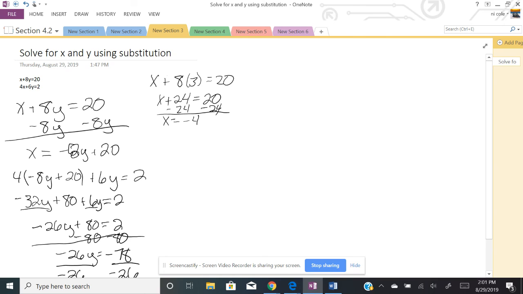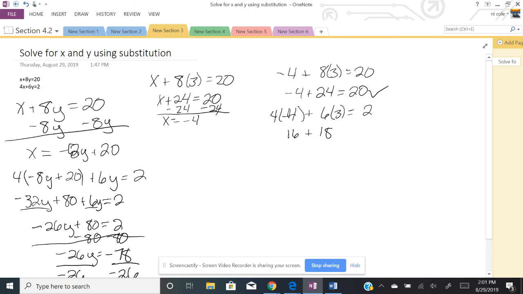All right, let's check. Is negative 4 plus 8 times 3 equal to 20? Negative 4 plus 24 does equal 20. Check. Does 4 times negative 4 plus 6 times 3 equal 2? Negative 16 plus 18 does in fact equal 2, so that checks. So our solution is (-4, 3).